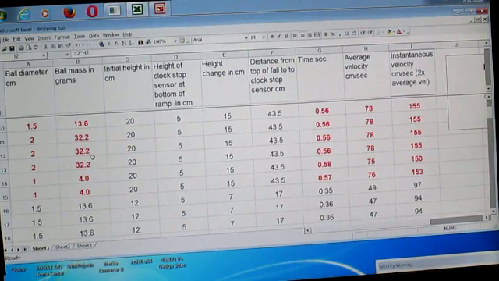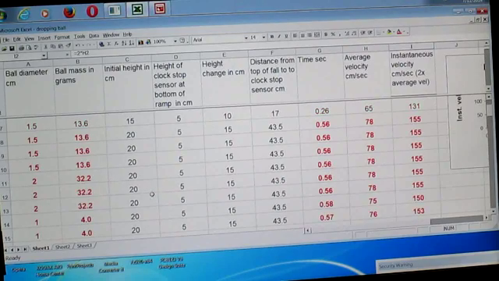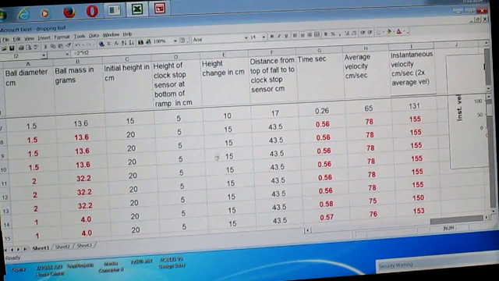That's because the mass is equal to the volume times the density, and the volume of a 2 centimeter ball is 2 cubed, or 8 times the volume of a 1 centimeter ball. Okay, well anyway, let's compare the results with these 3 different ball sizes. Now these are all dropped from the same distance, 20 centimeters. The height of the clock stop sensor was always 5, and the height change in centimeters always 15. This top experiment's not relevant. We're just looking at the red numbers.